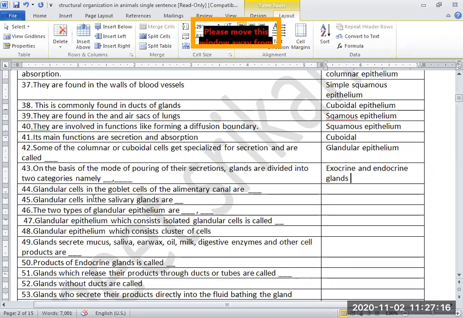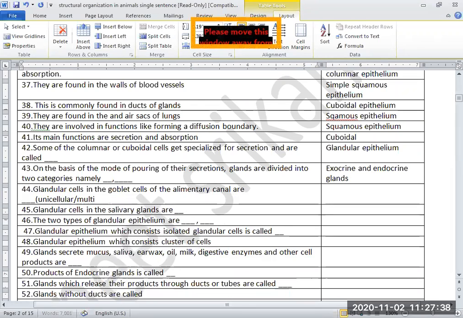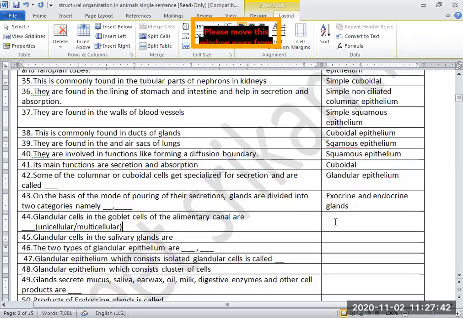The glandular cells in the goblet cells of the alimentary canal are. Here we have two options, unicellular or multicellular. So what are they? Unicellular.